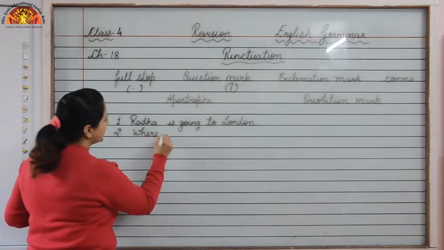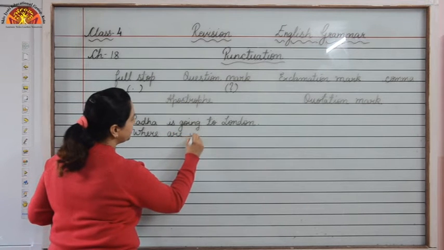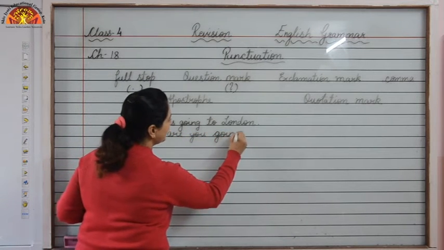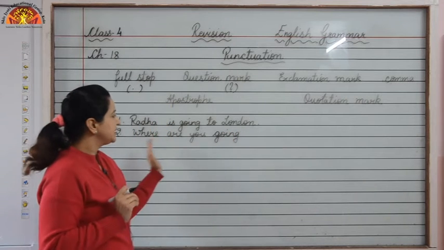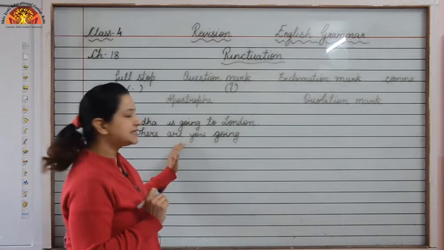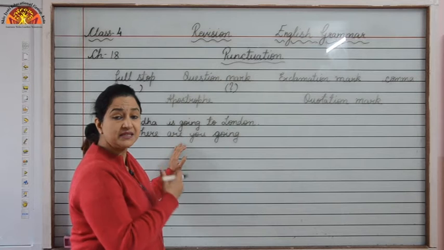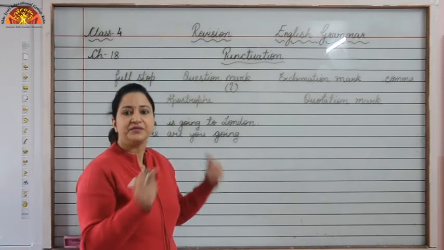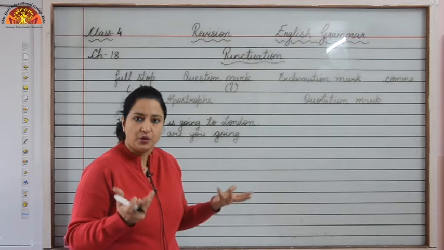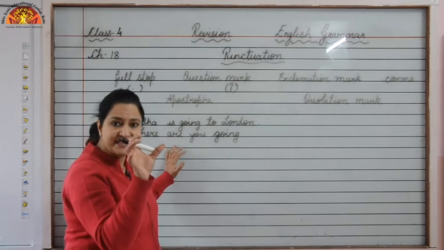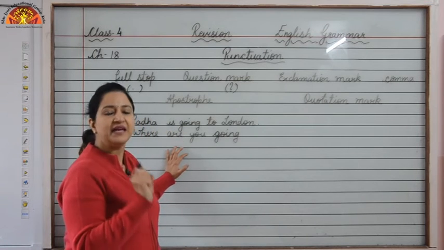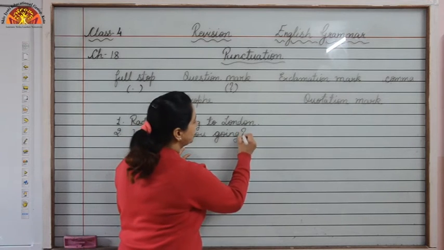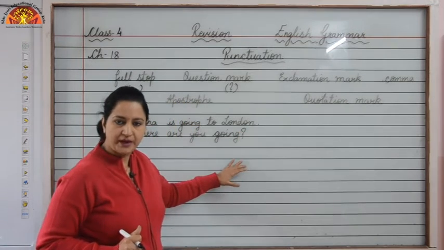Where are you going? See, this sentence is asking something. This is a question sentence. Where are you going? This sentence is asking something. So whenever a sentence is asking something, it means that is a question sentence. So end it with question mark.